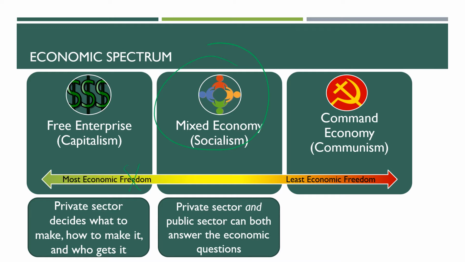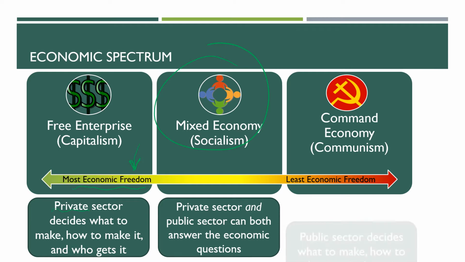Maybe what I'll do instead is put an arrow at this level of the spectrum, okay? So in other words, in the United States, we have a lot of economic freedom because most of the decisions about what to make, how to make it, and who gets it fall to the private sector, but the government does still answer some of those questions.